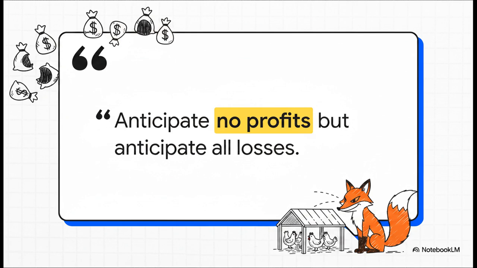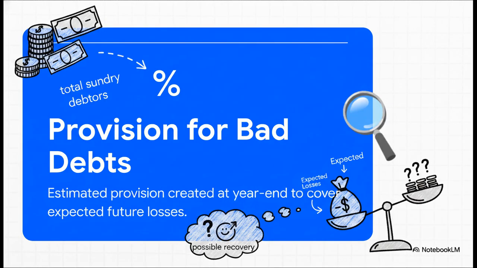It sounds a little pessimistic, I know, but it isn't just an arbitrary rule. It's a highly logical framework. We don't count our chickens before they hatch, but if we see a fox sniffing around the henhouse, we prepare for the loss. Applying that exact concept gives us the provision for bad debts. Basically, this is an estimated provision, usually calculated as a percentage of your total sundry debtors, and we create it at year-end to cover those expected future losses.